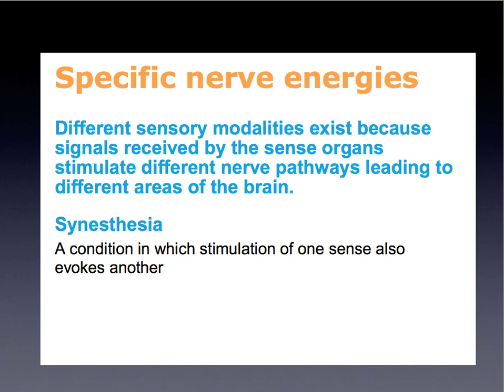And according to the doctrine of specific nerve energies, different sensory modalities exist because signals received by the sense organs stimulate different nerve pathways leading to areas of the brain. And so what this really means is that you perceive things as sight because they're connected to light detectors. If we were to rewire your brain and connect the parts of your brain that are responsible for vision to your ears, then suddenly you would see sounds. So it depends upon what energy is being converted and where it ends up in the brain.